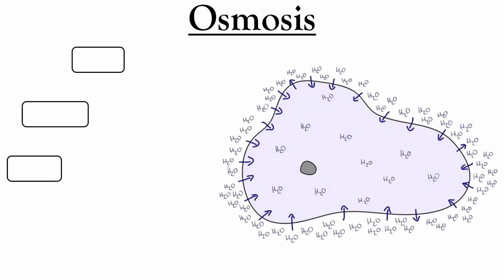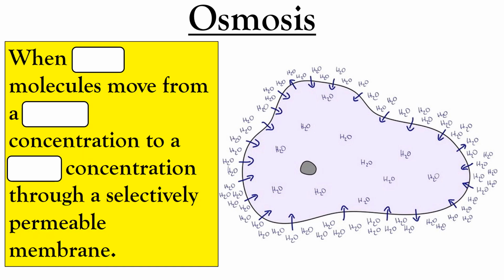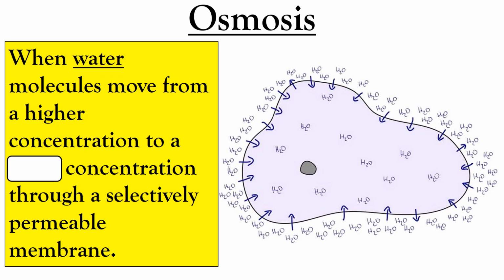Part of this topic is to look at a process called osmosis. So this is a type of diffusion, and hopefully from looking at that picture you can identify what specifically we're looking at here. So osmosis is when water molecules move from a higher concentration to a lower concentration through a selectively permeable membrane. So put simply, osmosis is the diffusion of water.